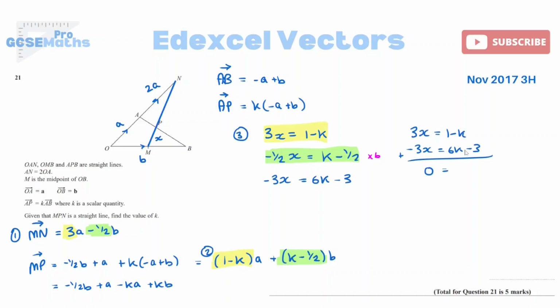Now, just be careful because they're not written in the right order, are they? So we've got 6k plus minus k, so that's 5k. 1 plus minus 3 is minus 2. And now, do you see how I've got an equation with just k? So I can just solve that. So add the 2, divide by 5. k is 2/5. That's our answer, 2/5.